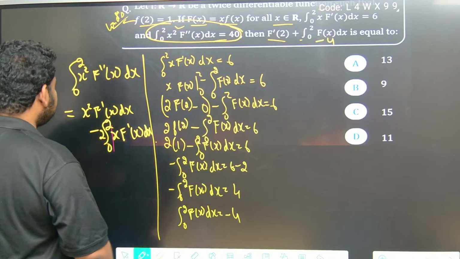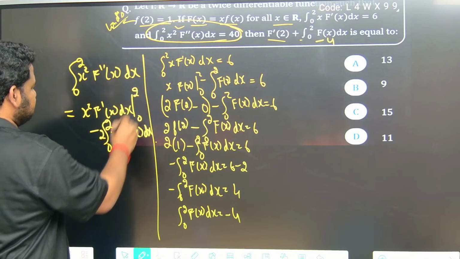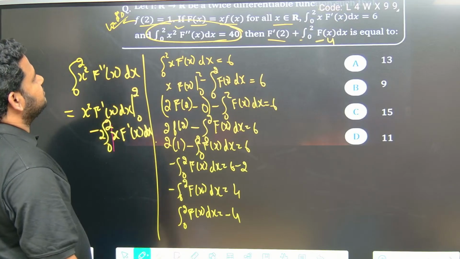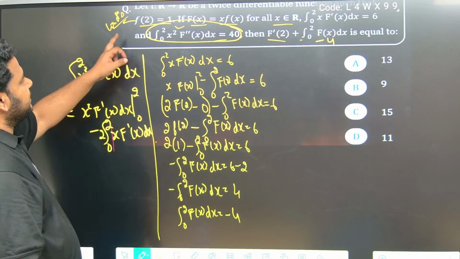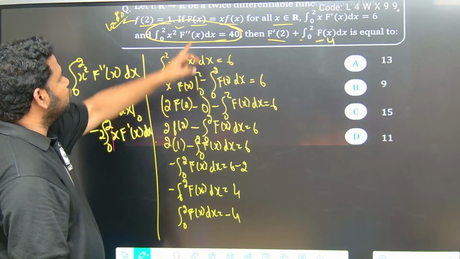Now what I'll have is, this will be what? I should put here limits, 0 to 2. So this will be 0 to 2. Now x times f dash of x, what I can take here, this will become equal to what? F of 2 is equal to 1. Okay, f of x is equal to 2 times f of x.